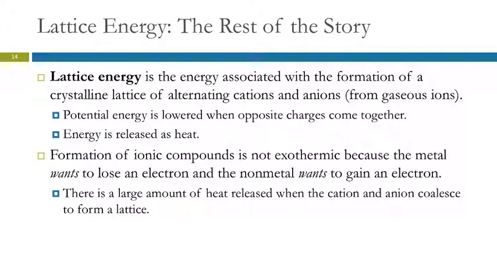But now that we have these charged particles, when they get close together, their energy becomes lower, and what happens to the energy that they had? It gets released. So the energy is released as heat. So the formation of ionic compounds is not exothermic because the metal wants to lose electrons and the nonmetal wants to gain an electron. We talk about it that way. The reason it's exothermic, the reason it happens, is because when the cation and the anion come together, when they coalesce to form a lattice, it releases a great deal of energy.